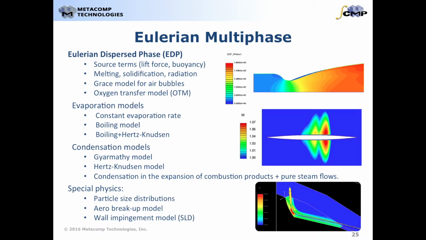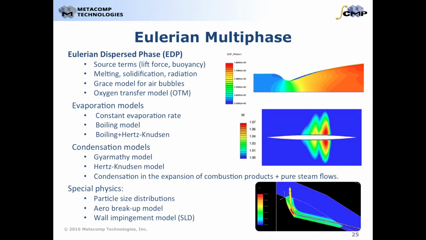Moving now to multiphase flows. Several models can be used to simulate multiphase flows in CFD++, starting with the Eulerian dispersed phase model, which couples the dispersed phase with the continuous phase. Additional quantities can be tracked for the dispersed phase, such as number density and melting fraction. Various source terms can be computed for the dispersed phase, including lift force, virtual mass, and turbulence dispersion. Melting, solidification, and particle radiation can be modeled.